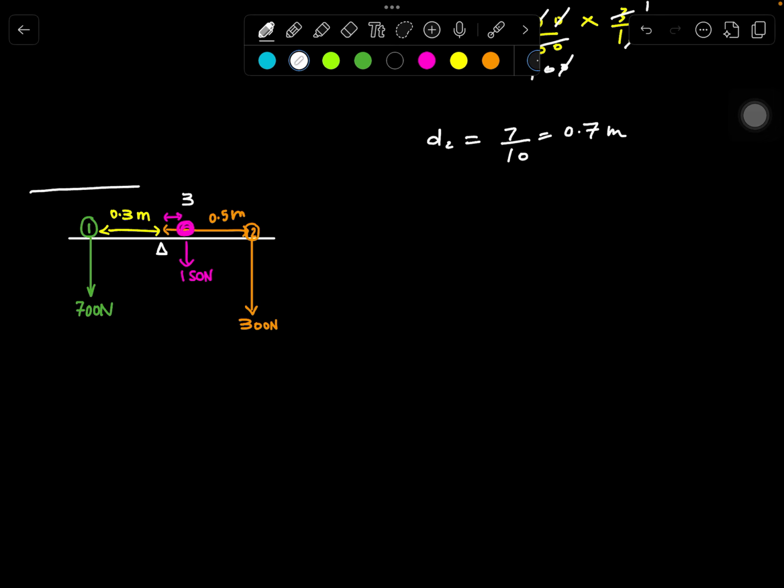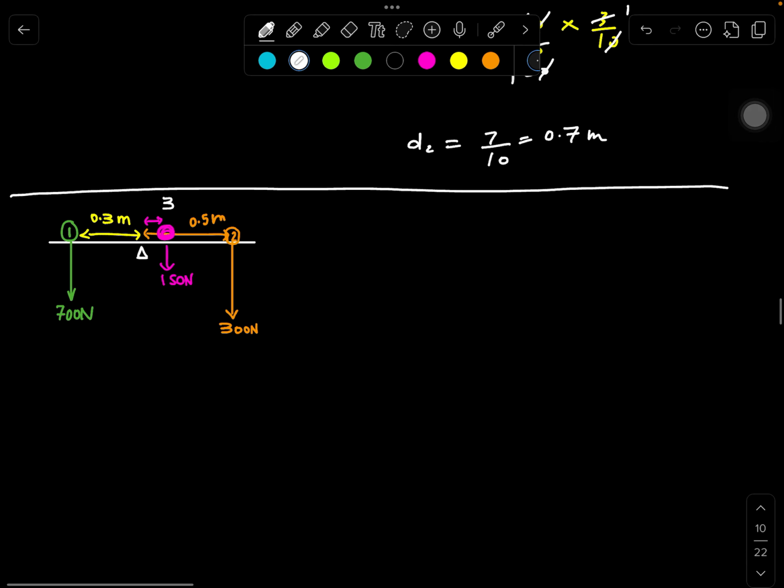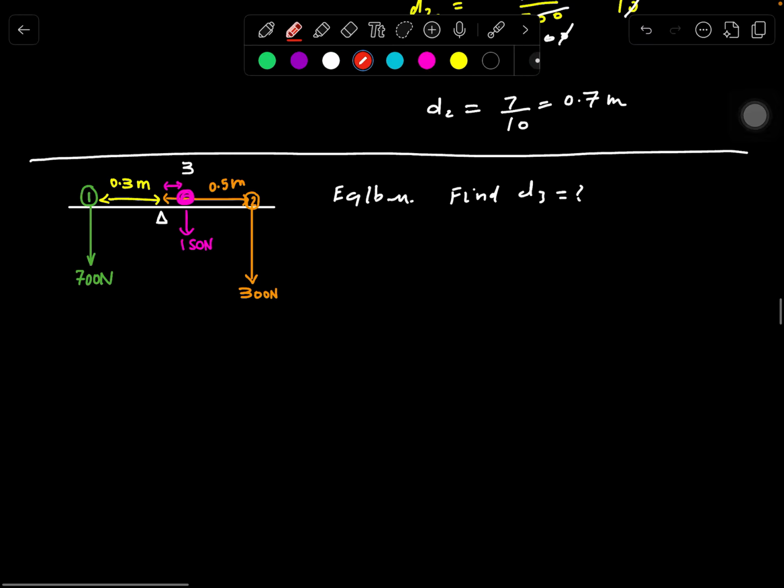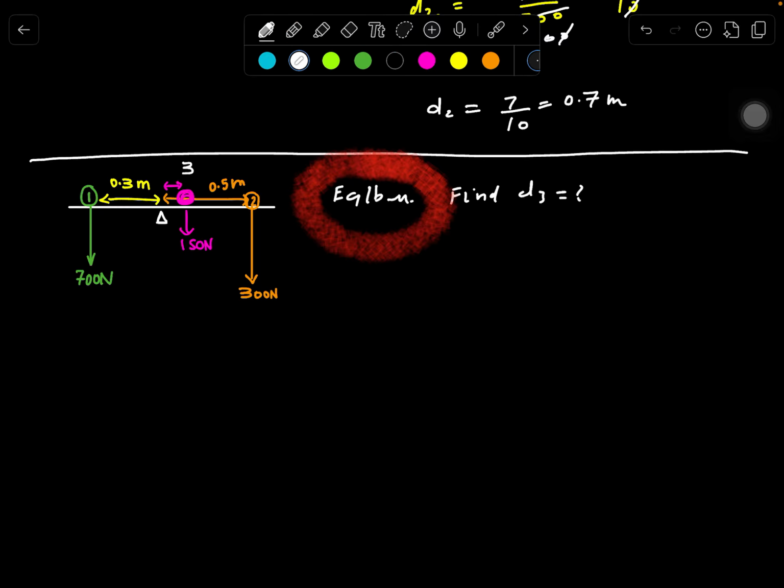Again, we're going to do the same thing. The question will be that the system is in equilibrium and you have to find the third distance. We're going to apply the principle of moments as soon as we see equilibrium. We're going to run to the principle of moments, which is clockwise moment equals anti-clockwise moment.